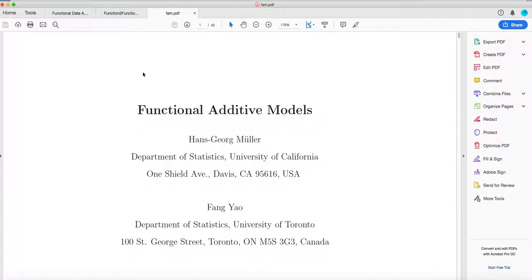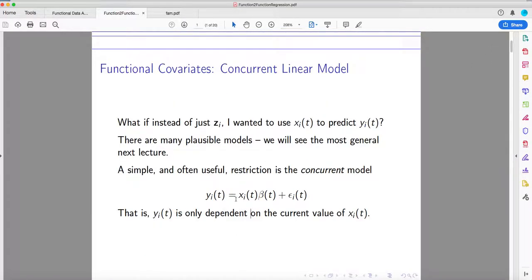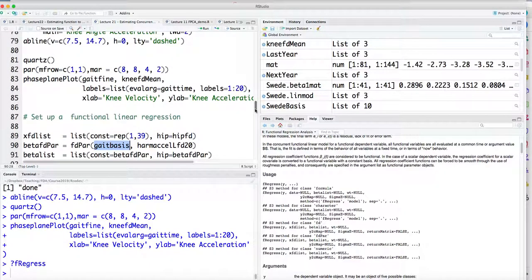For the concurrent linear models, basically here you will have mu of t, which is the intercept, and also you will have the slope beta of t, right? So you have these two functional coefficients. The first one is for the intercept, and the second one is for the slope functions. Here they are using the same basis functions, so they are both using the same basis.